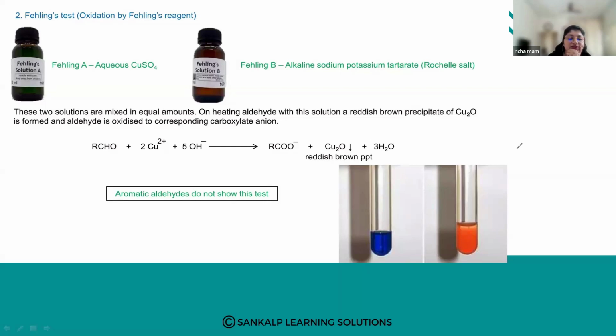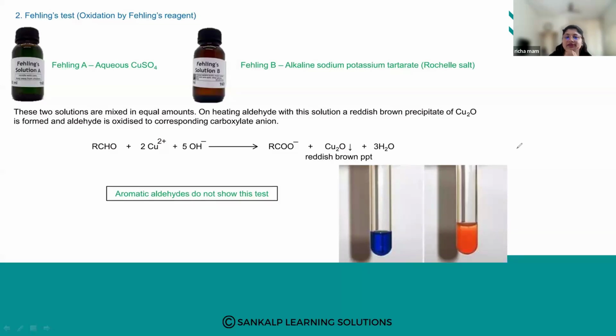Then we have seen reduction to alcohol. Whenever you have a carbonyl group, it will give you alcohol. If you have aldehydes, it will give you primary alcohol. If you have ketones, it will give you secondary alcohol. Which were the reducing agents we have seen? One is sodium borohydride and the second is lithium aluminum hydride. Sodium borohydride is a weak reducing agent and lithium aluminum hydride is a strong reducing agent.